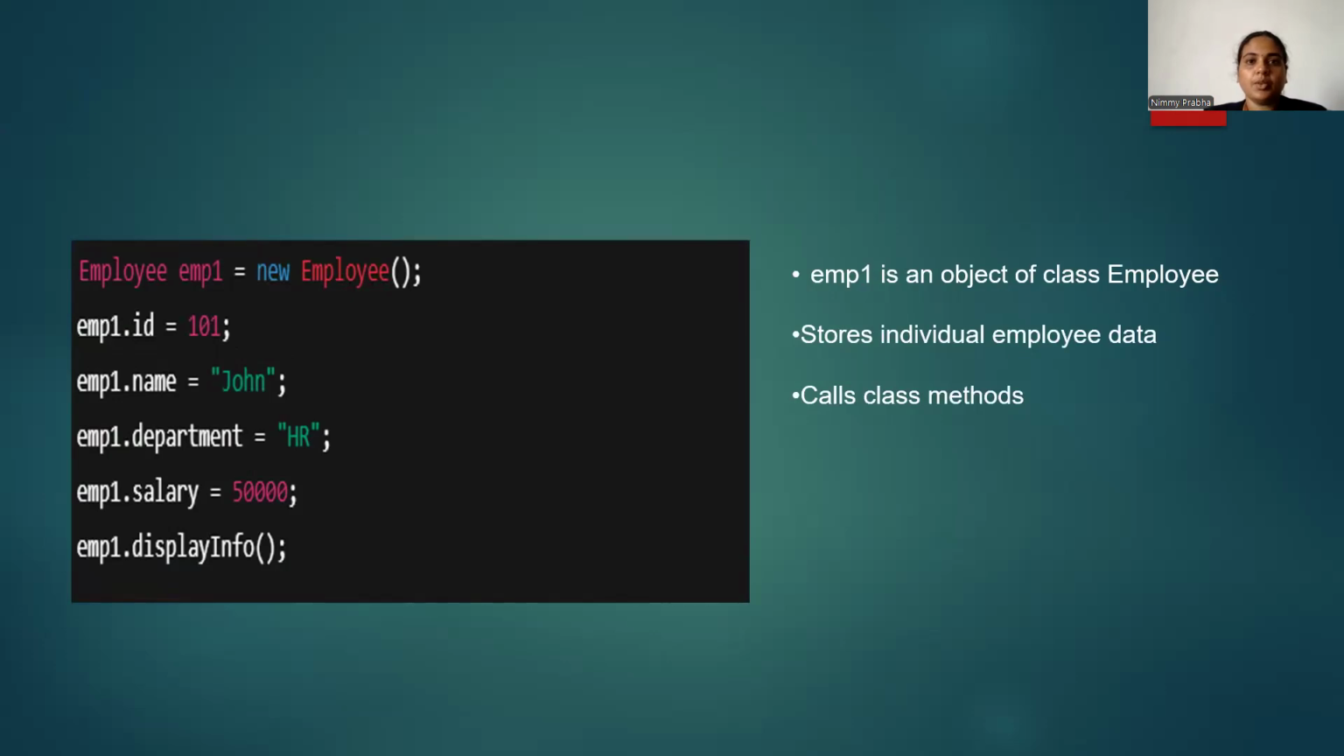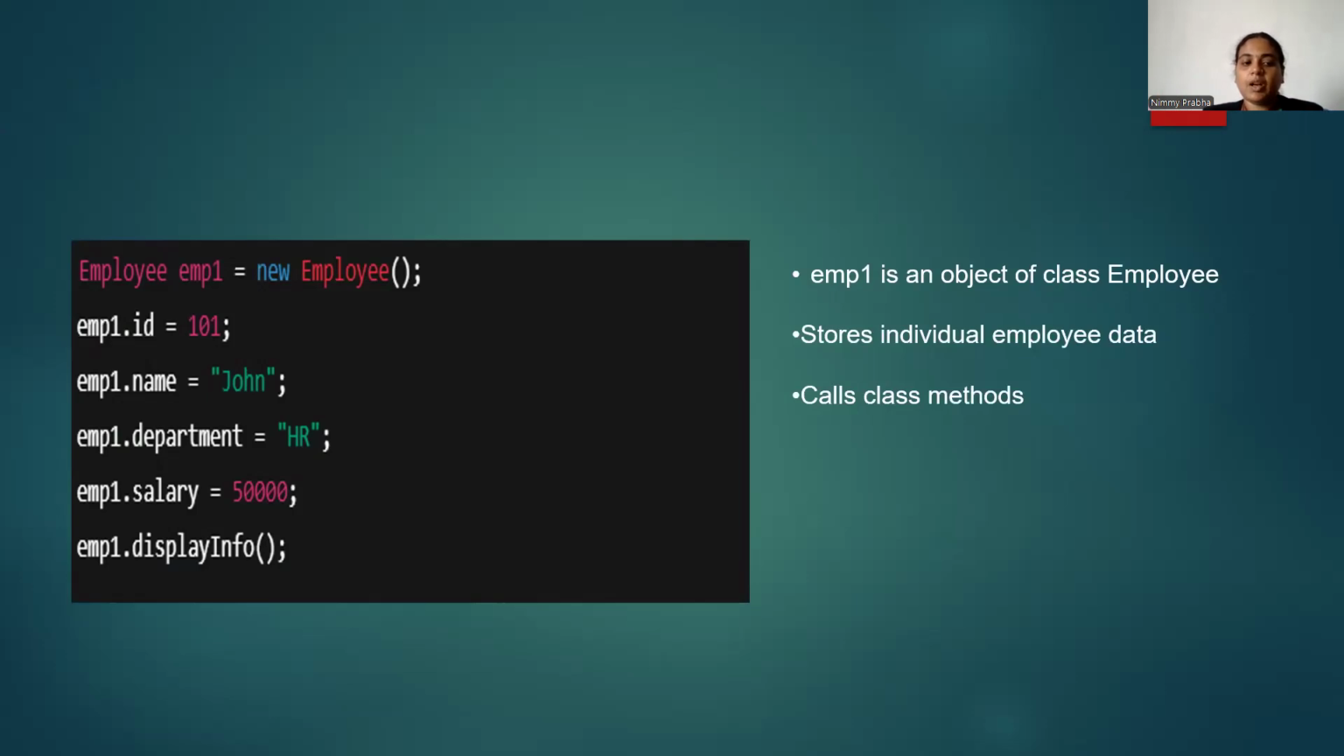emp1.id is equal to 101. So here we created one object, and with this object we input the values for the particular employee. The ID is equal to 101, name is equal to John, department is the HR department, and salary is equal to 50,000.